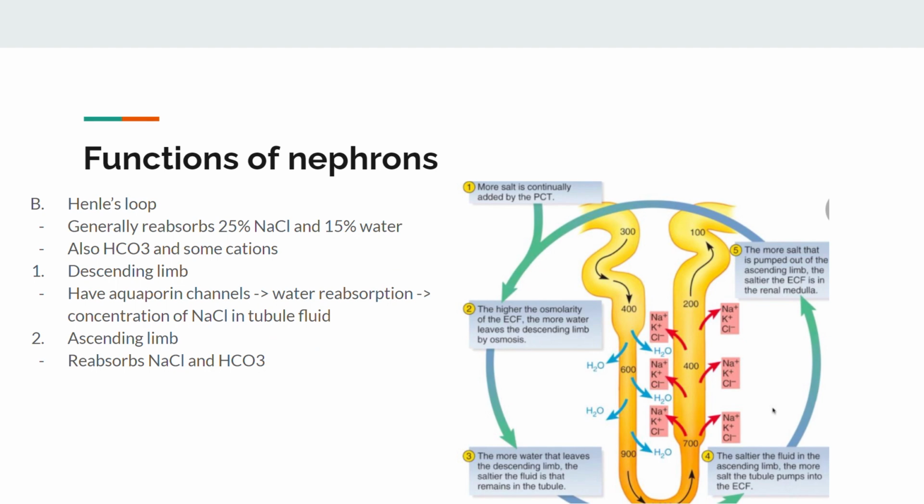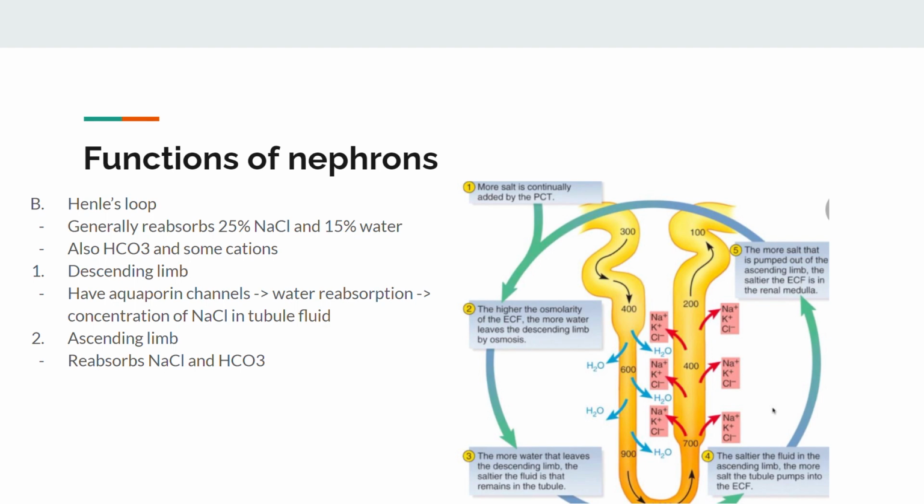So then you've got your loop of Henle. This generally reabsorbs about 25% of the sodium chloride and 50% of the water. It also reabsorbs some bicarb and other cations. The thing to note here is that the descending limb is the only part that is permeable to water because it has aquaporin channels. So it works to reabsorb the water and concentrate the sodium chloride in the tubular fluid. Whereas the ascending limb essentially works to reabsorb sodium chloride and bicarb.